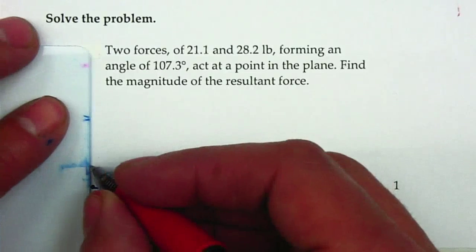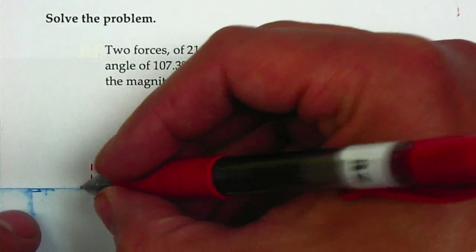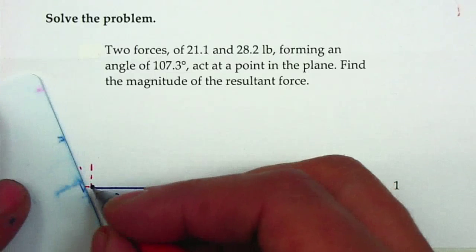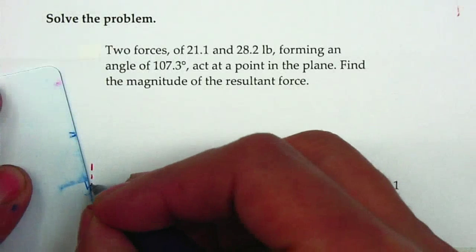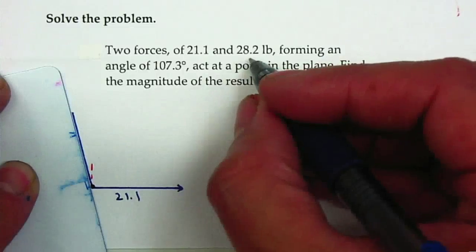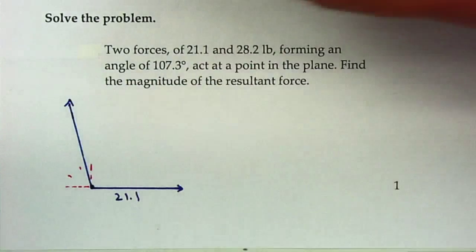So this is 90. This is 180. This is 120. 107 will be just somewhere in between. You want to make an accurate graph, and that should be longer than your 21.1 because it's 28. Just a little longer will be fine. And this force will be 28.2 pounds.